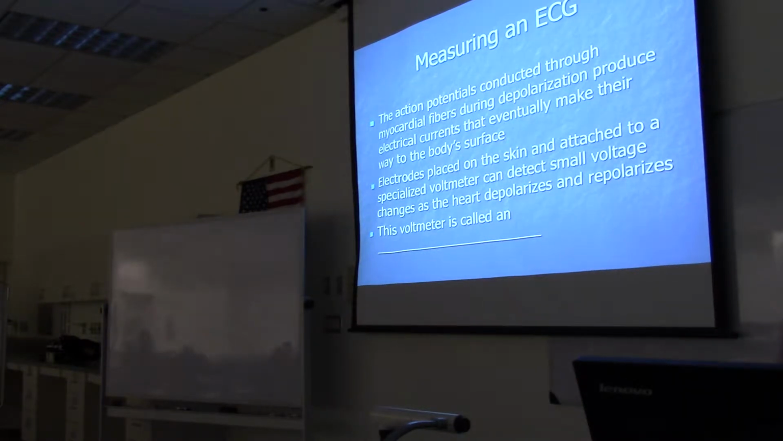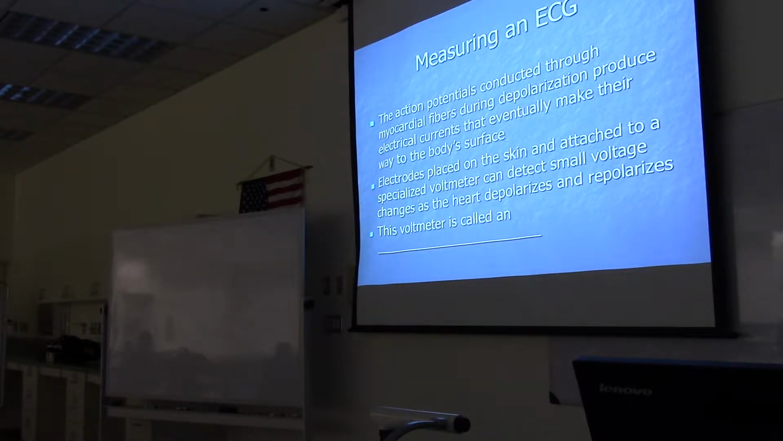So the action potentials conducted through myocardial fibers during depolarization produce electrical currents that eventually make their way to the body's surface. So when those cells are going from a negative charge on the inside to a positive charge on the inside, that's what we're detecting when we stick EKG electrodes on the chest.